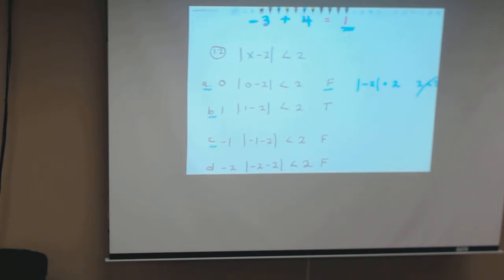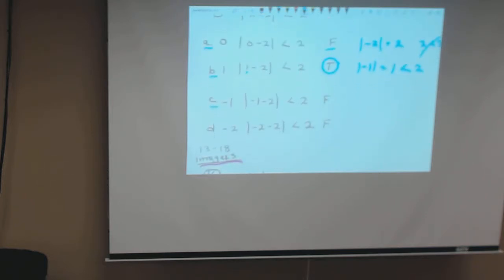Put a 1 in place of x. What's 1 minus 2? Negative 1. What's the absolute value of negative 1? 1. Is 1 less than 2? Yes. You go, I don't know. I thought I knew, but now that I'm thinking absolute values, I'm not sure if I know anything. So I say, then that's true.